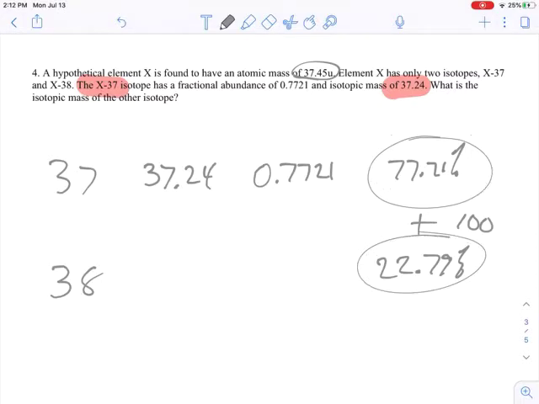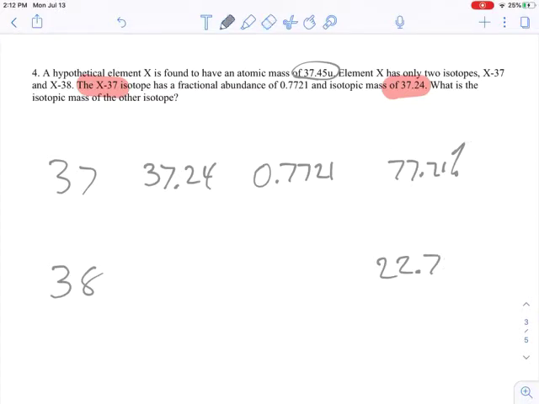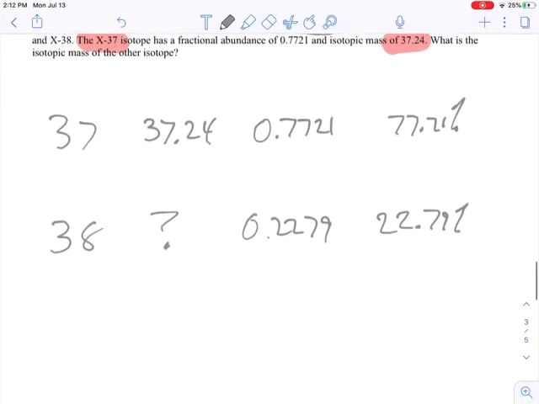So as soon as we know that that guy is 22.79 percent here, then this is 0.2279 as far as its fraction. The only thing that they don't tell you is the mass. That is your unknown. I don't know what that is. But we have only one unknown, right? And we have one equation, so we can use that to figure it out.